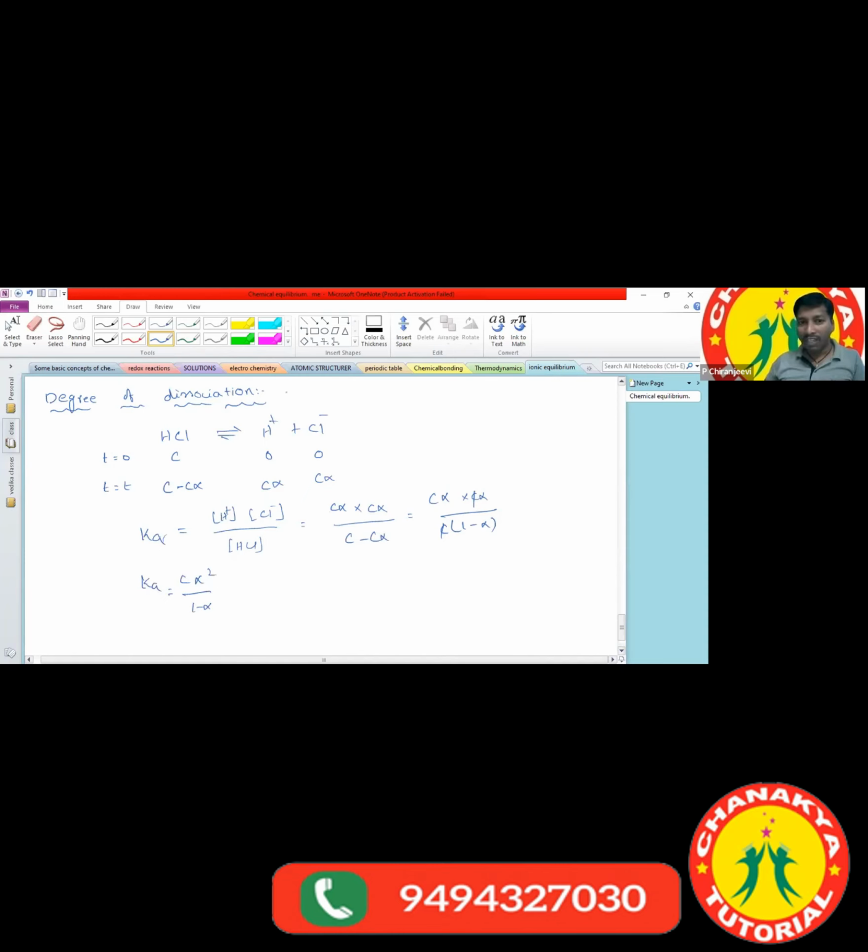Here alpha is nothing but the degree of dissociation. For weak acids, this concept we can apply, and the degree of dissociation decreases. That means the alpha value is less than 1. So in the denominator, the alpha value is negligible, and then we get Ka is equal to C alpha square.